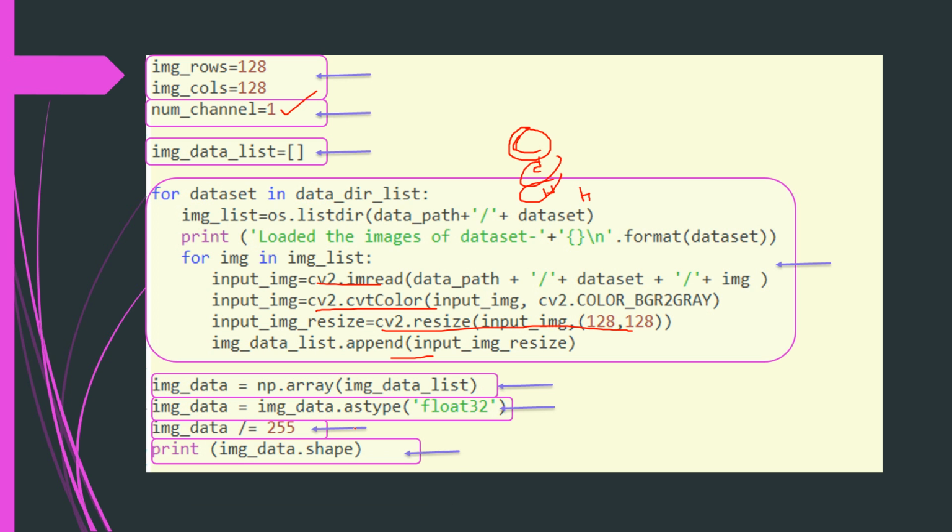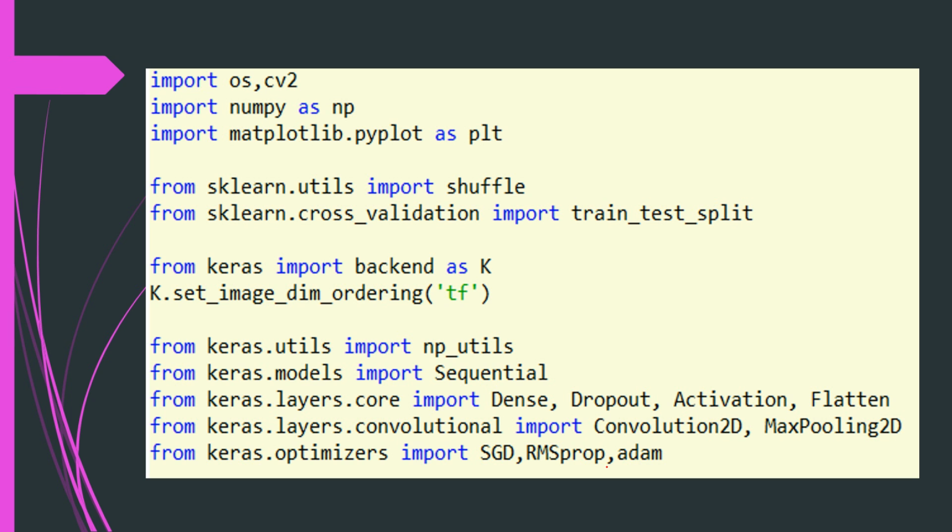And then if you print your image data shape, since I used number of channels as 1, I will get number of samples, image rows, image columns, number of channels. But if you are using an RGB image, then instead of doing this convert color, if you omit this line and the number of channels is 3, then you should get something like 808, rows, columns, and the number of channels. Okay, so now we have loaded the data set.